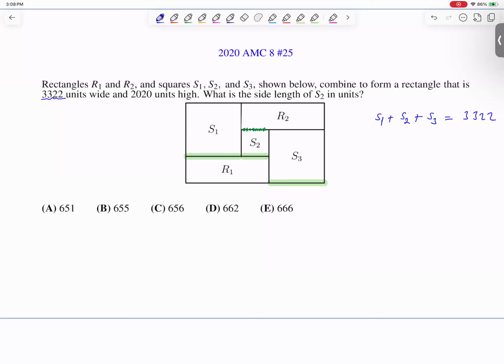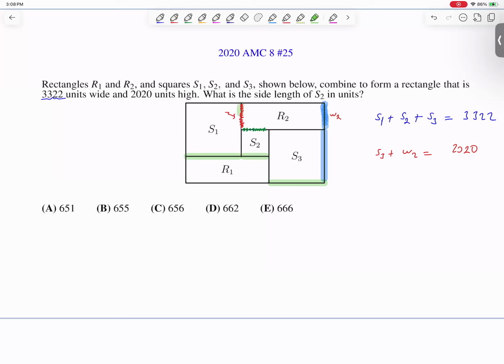And how high is this rectangle? It is the side length of the third square plus the width of the second rectangle. Let's write the width of the second rectangle as W2. Then S3 plus W2 is equal to 2020. And this W2 is also here, which is the difference between the side length of the first square and the side length of the second square.